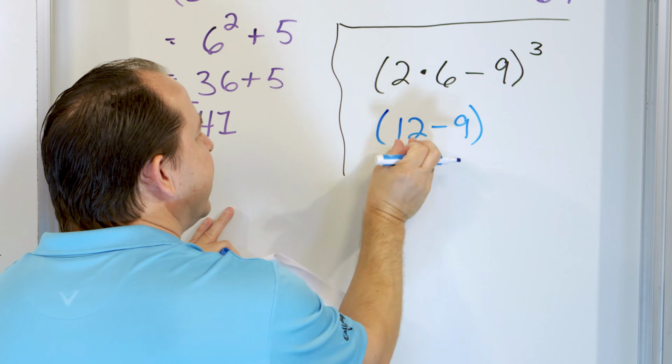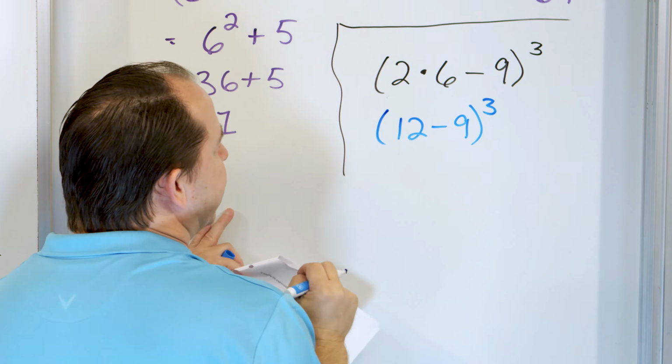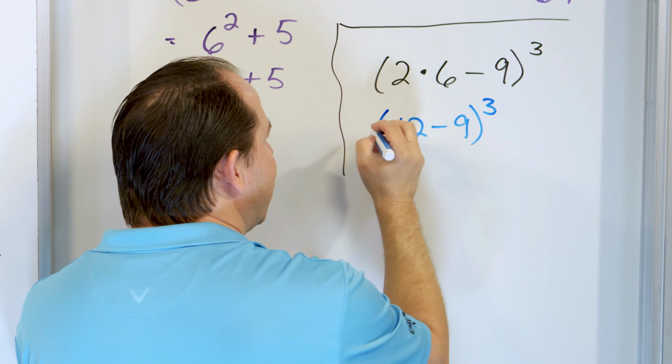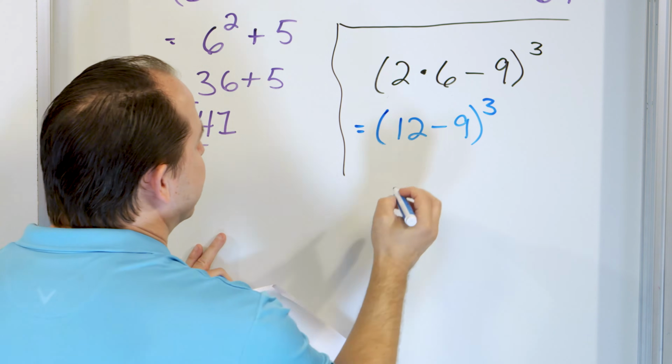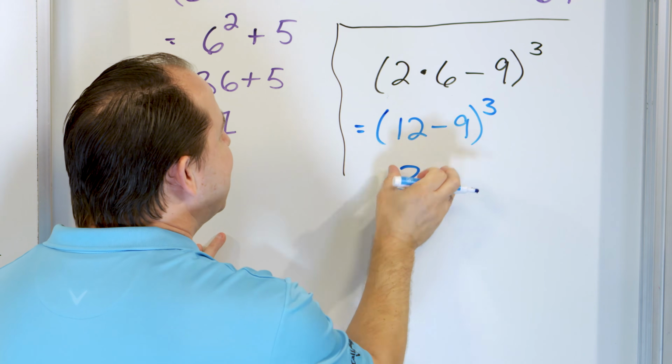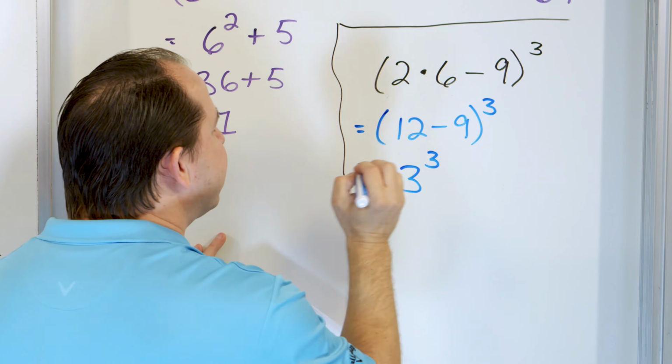because I've only done this inside. I still have that cube out there. I have to do what's inside the parentheses, same as always. 12 minus 9 is 3. I can now drop the parentheses after I've calculated what's inside, and I have 3 cubed.